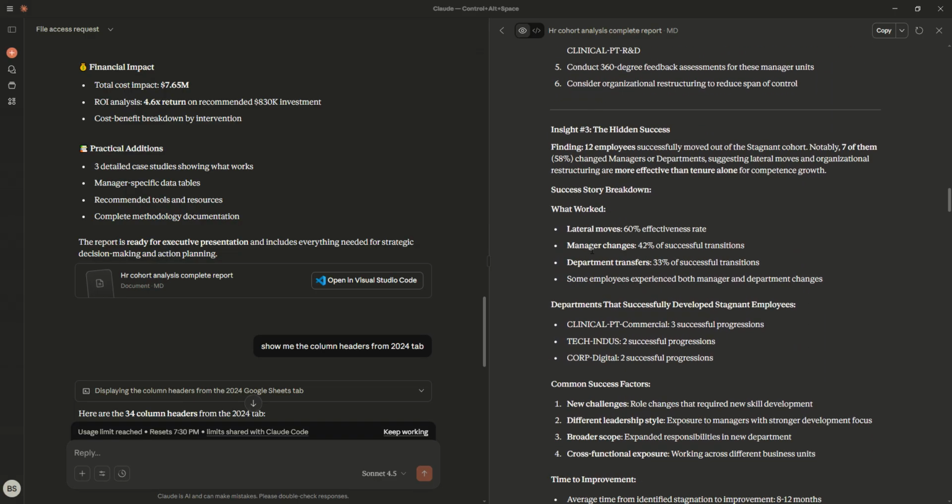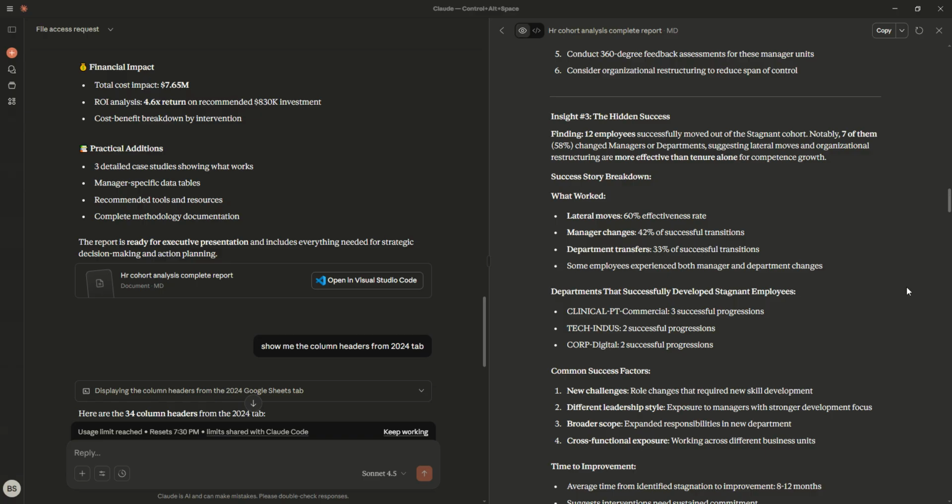Now let's move on to the third insight, which is the hidden success. Here are the findings: 12 employees successfully moved out of the stagnant cohort. And nearly 7 of them, which is 58% of the total, changed manager or departments, suggesting lateral moves and organizational restructuring are more effective than retention alone for competence growth.